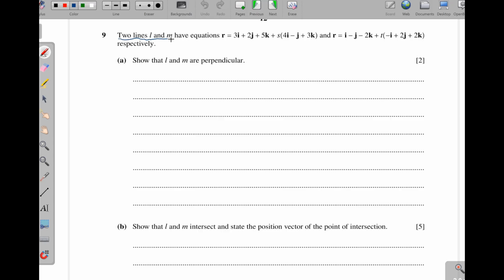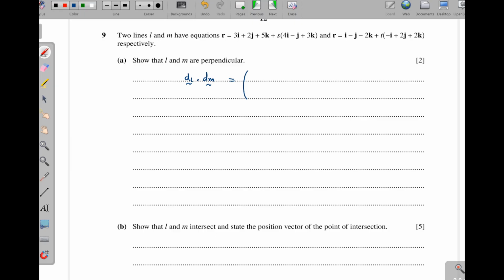Question 9 is coming from vectors. The 2 lines L and M have these equations here, respectively. Part A, show that L and M are perpendicular. So for perpendicular lines, the scalar product of their direction vectors has to be equal to 0. So we have to get the direction vector of L, then we dot it with the direction vector of M. What do we get?